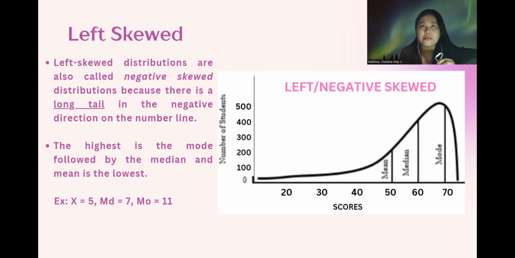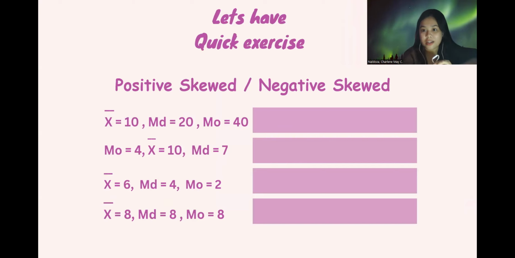So in the positive skew, the highest is the mean and the lowest is the mode. Here in the left skewed, the highest is the mode, followed by the median, and the mean is the lowest. As you can see in the picture, our mode is 70, followed by the median 60, and the mean is 50. That is the only thing you need to know about the left skewed and the right skewed.